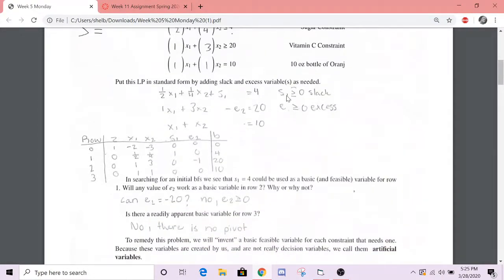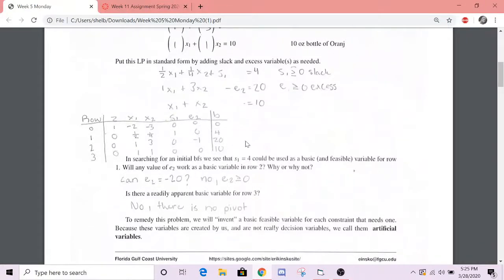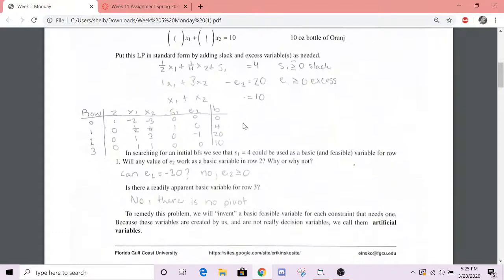And right here, we're just saying that S1 needs to be greater than or equal to 0, and E2 has to be greater than or equal to 0. And then we can put that in our tableau, including the minimization problem right here, the optimization function.